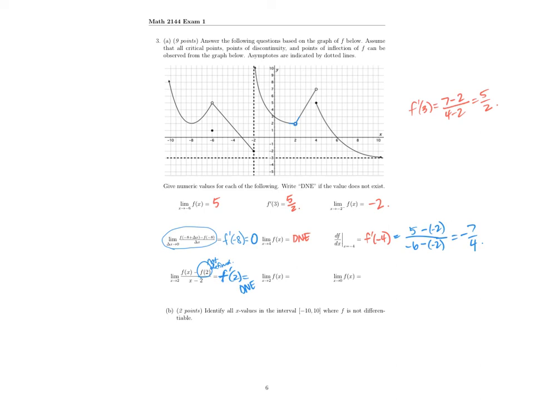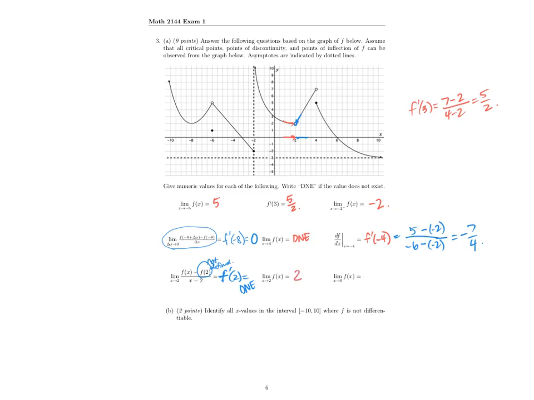Okay, so what about the limit as x approaches 2 of f of x? As x approaches 2 from the right-hand side, I can see that my y value is approaching 2. And as x approaches 2 from the left-hand side, I can see that my y value is also approaching 2. So since my left and right-hand limits are the same, they're both going to the y value of 2. So the answer there is 2.